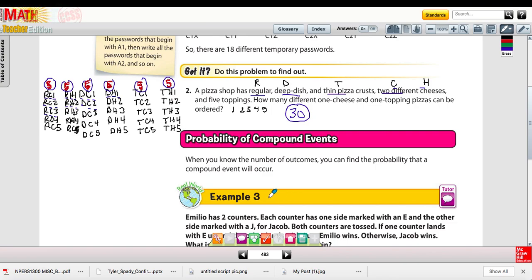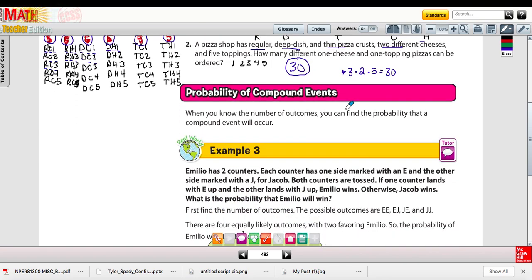Another way you can think about that is that there are 3 different types of crusts times 2 different types of cheeses and 5 different toppings, and 3 times 2 times 5 is 30. And we can get our answer a little bit quicker if we understand this fundamental counting principle, which we're coming up to in just a second.